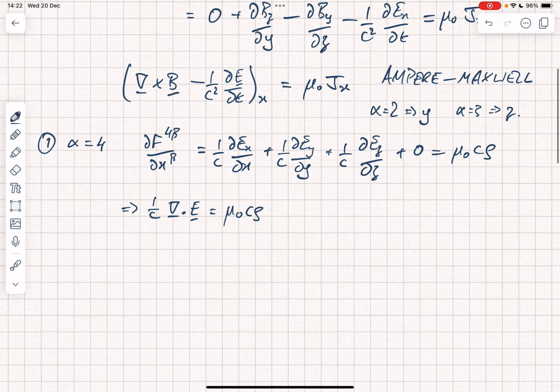If we multiply through by c, and remember that c squared is 1 over ε₀ μ₀, then we see, of course, that the divergence of E is equal to ρ over ε₀.